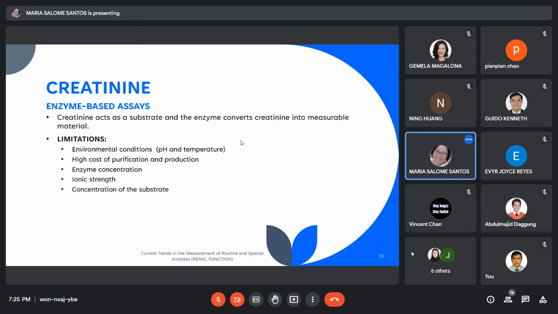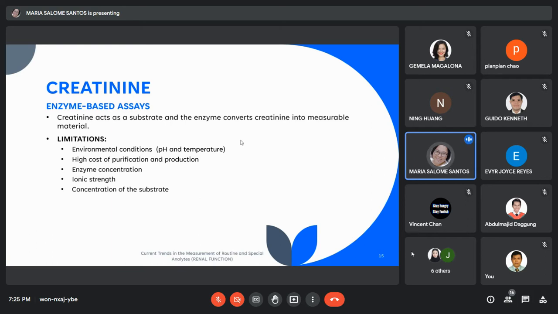Next is the enzyme-based assays. Enzymes are protein structures that have a catalytic role, and they are not consumed during the reaction and don't change the reaction. They may also work like locks and keys for a specific substrate and only affect specific molecules. In here, creatinine acts as a substrate and the enzyme converts creatinine into measurable materials.